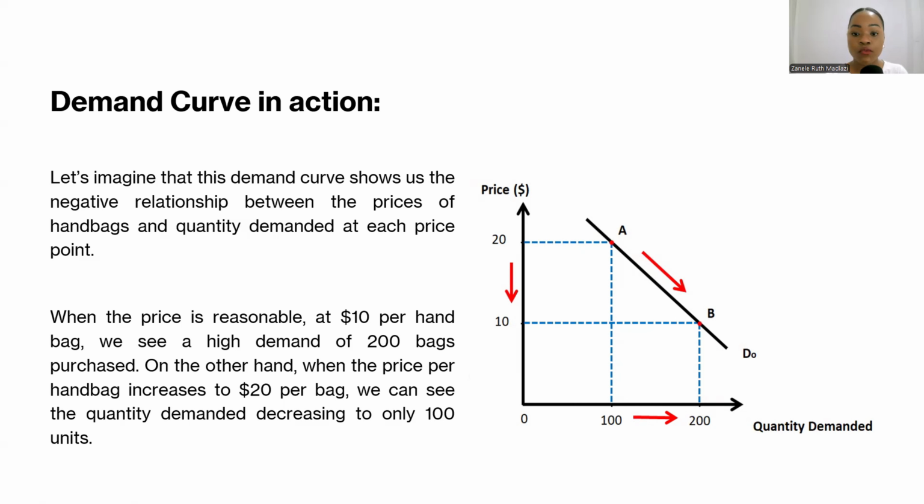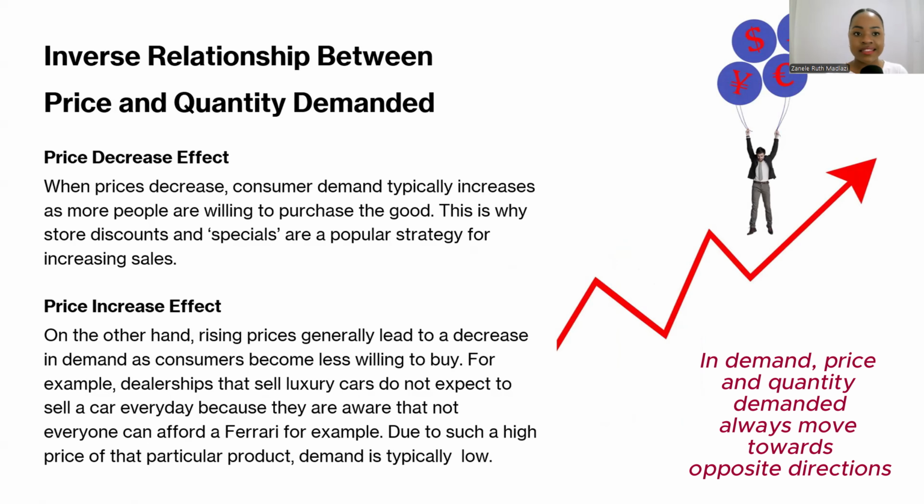As you can see on this graph, we have arrows that are facing downwards or going to the side. When you are required to draw a demand curve, you also have to show the arrows and show us the direction of quantity demanded moving or price moving. Now, let's look at the inverse relationship between price and quantity demanded in more detail.